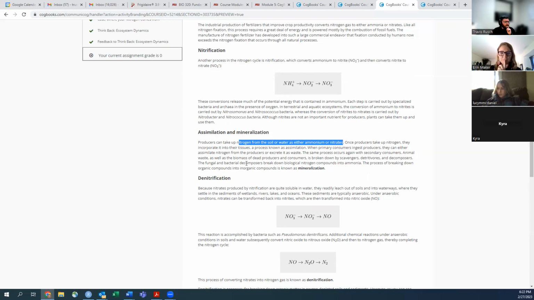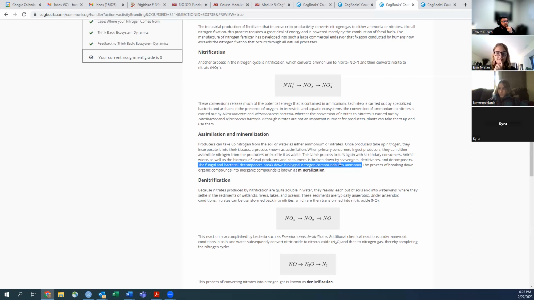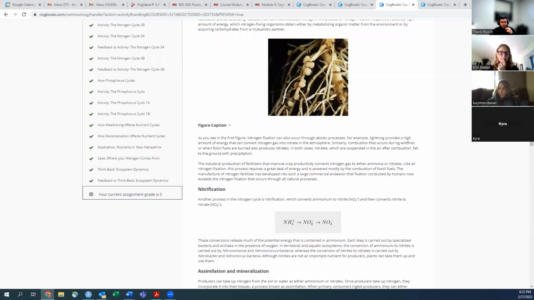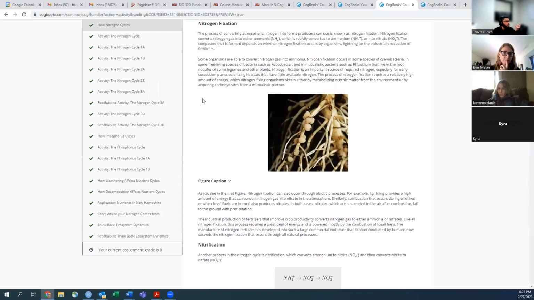So I think this is the sentence right here that's important. So the decomposers break down biological nitrogen or organic nitrogen into ammonia. Okay. And let's go back to it. It's going to start over, but that's fine. What was it? Where are we?